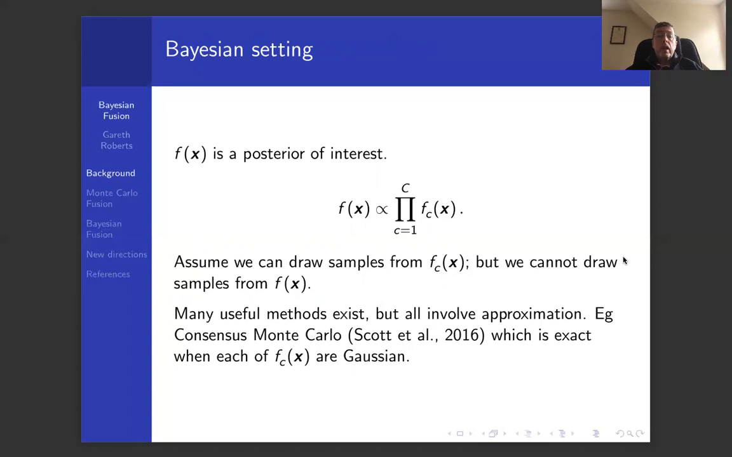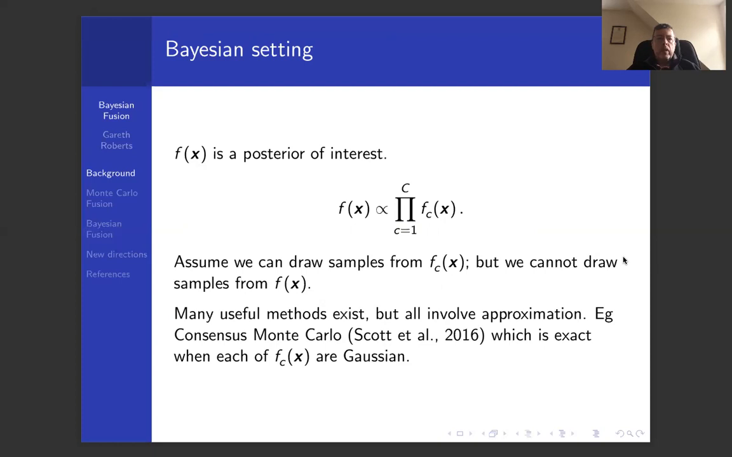So many useful methods have been proposed in the literature. Perhaps the most well-known one is the consensus Monte Carlo method of Scott in 2016. And this method is exact in the case where all the f_c are Gaussian. The error induced by it can be quite substantial in cases where the model is not a simple Gaussian one.